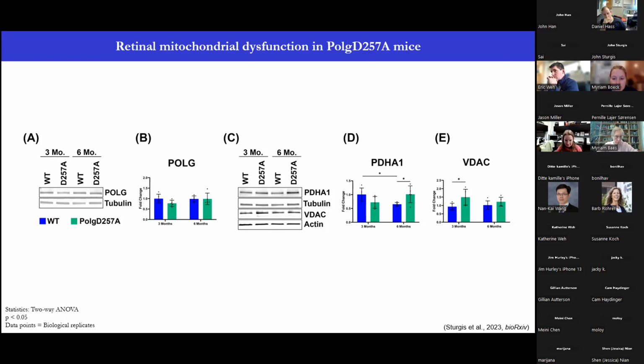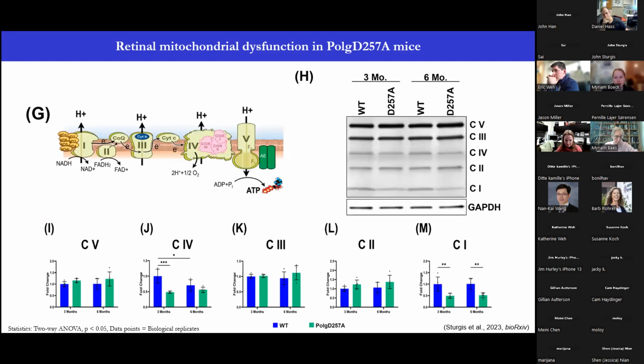And so we then looked at PDHA1, which is a commonly used mitochondrial matrix marker, and VDAC, which is a mitochondrial outer membrane marker. And we saw that PDHA1 was significantly increased in the D257A animals at 6 months of age, whereas it was decreased between the 3 month old wild type and the 6 month old wild type. And VDAC was significantly increased at the 3 month time point between the wild type and D257A mice.